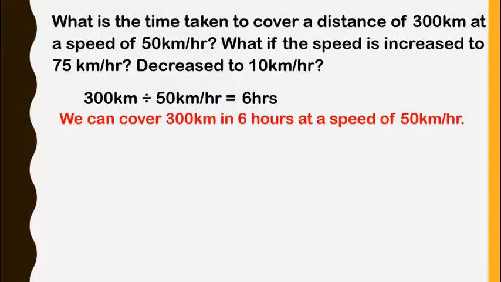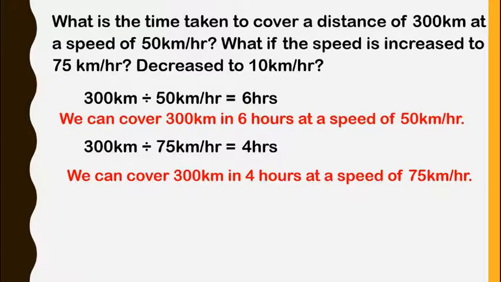What if our speed is increased to 75 kilometers per hour? Still, we need to use 300 kilometers divided by 75 kilometers per hour, and we got the answer of 4 hours. So we can say that we can cover 300 kilometers in 4 hours at a speed of 75 kilometers per hour.